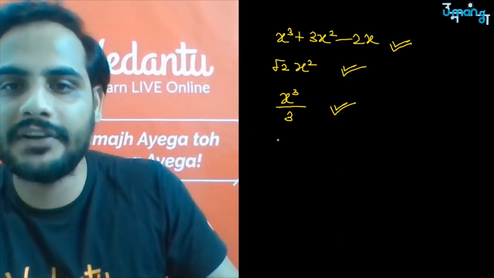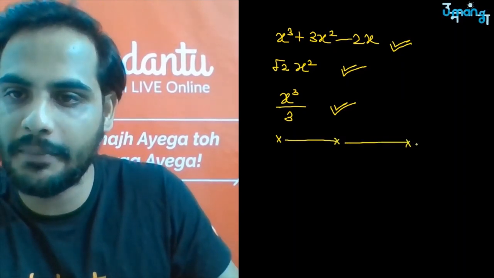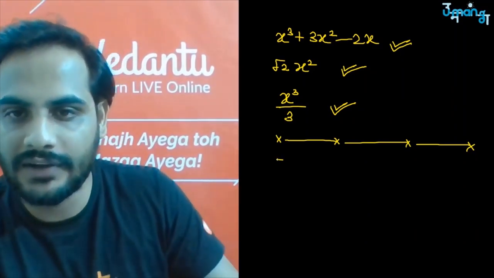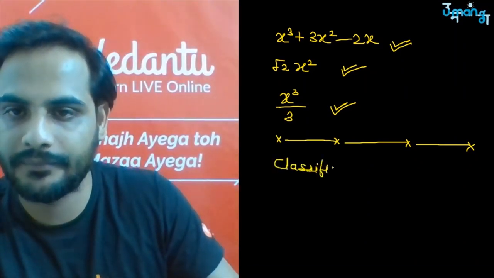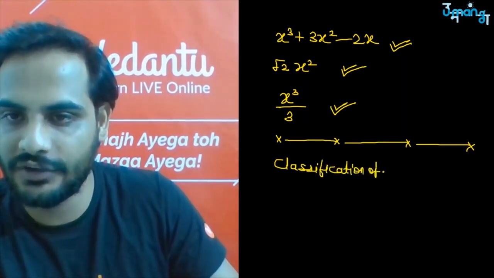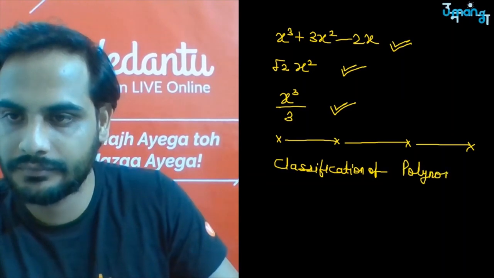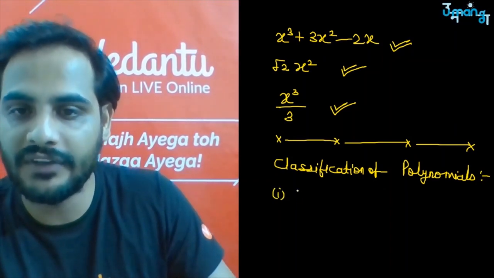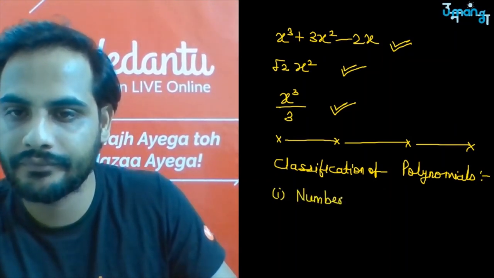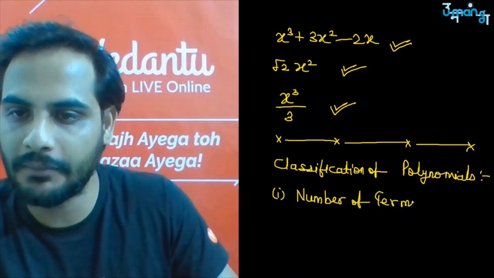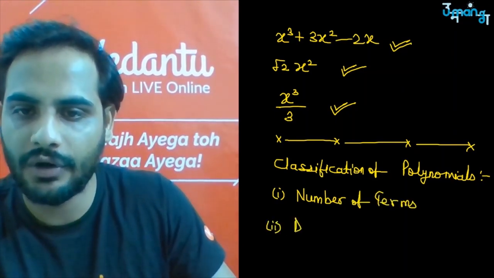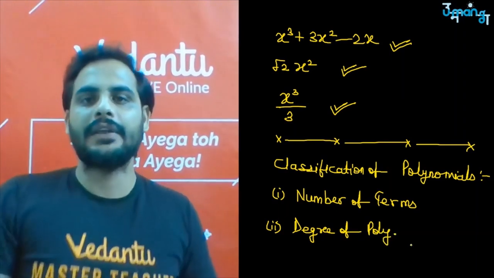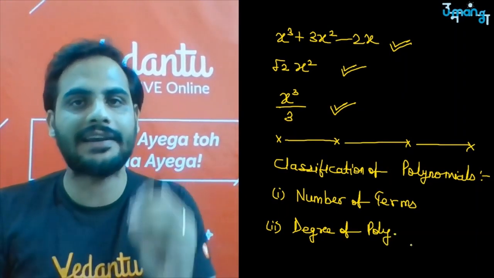Got it? After that we'll come to the second part. So this is your basics about polynomials. Then, how are polynomials classified? Classification of polynomials is done on two bases. The first basis is the number of terms, and the second basis is the degree of the polynomial. What is degree? We will discuss it, don't worry. So these are the two bases on which we can classify polynomials.